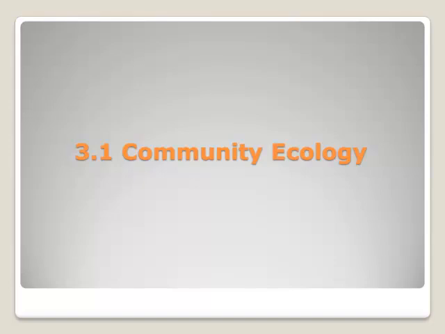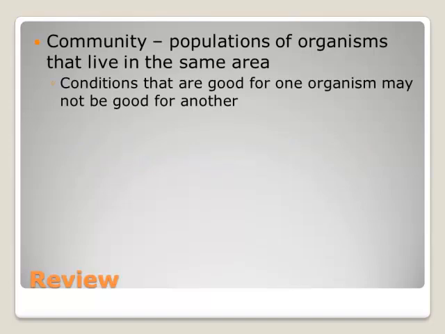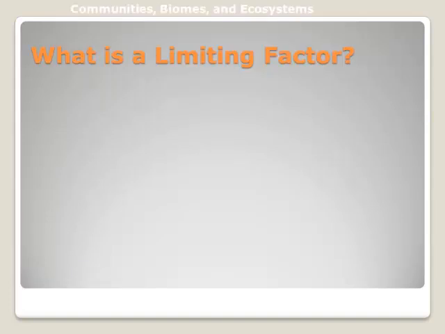Now, in 3.1, we're going to revisit some of the vocabulary that we learned in section 2.1. First of all, we need to remind ourselves of abiotic and biotic, abiotic being anything not living, and biotic being things that are living. We also talked about communities. Remember, a community is a population of organisms that live in the same area, and conditions aren't always positive or negative for each of those organisms. So while you may have one group of organisms that prefer hot weather, you may have another group of organisms that would prefer it to be just a little bit cooler. So conditions that are good for one aren't always good for another.